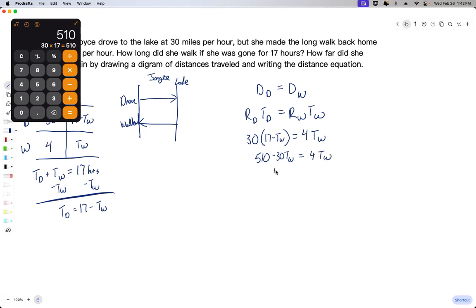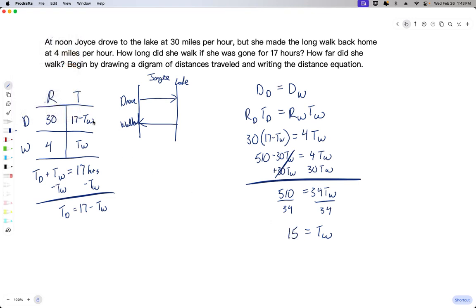All right, I'm going to add 30 TWs to both sides. I get 510 is equal to 34 TWs. So if I divide that by 34 on both sides, I find that TW is equal to 15.